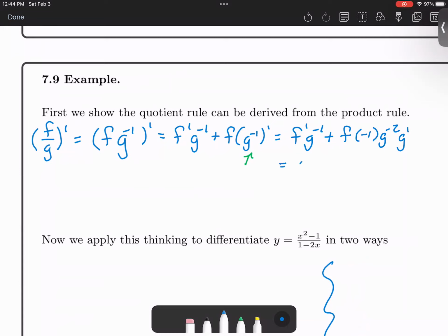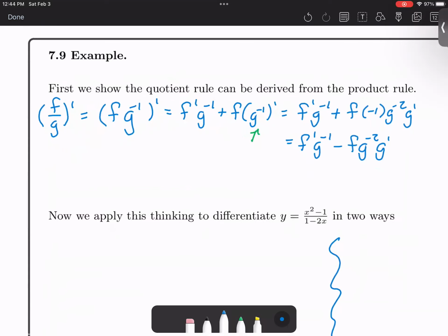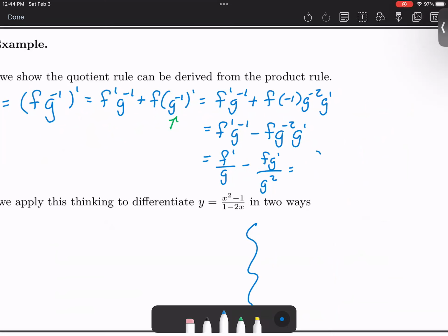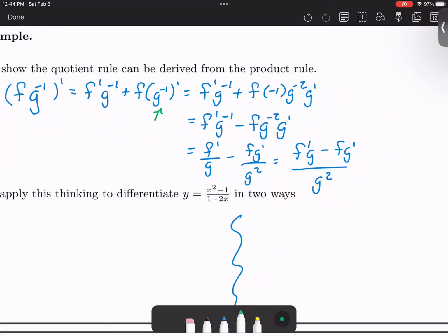All right, rewriting this, f prime g to the minus 1 minus an f g to the minus 2 and a g prime. And rewriting this once more, f prime over g minus f g prime over g squared. Let's rewrite it once more with a common denominator. So we have f prime g minus f g prime over g squared. So this is low d high minus high d low over low low.